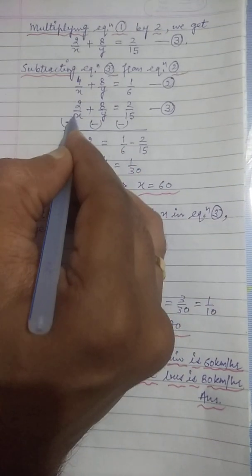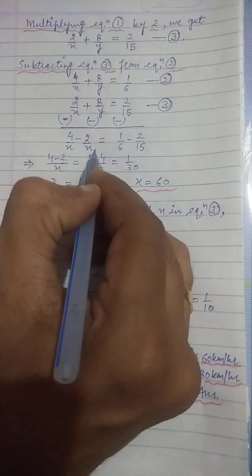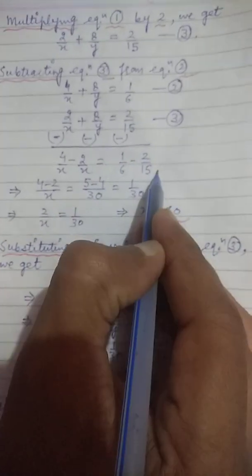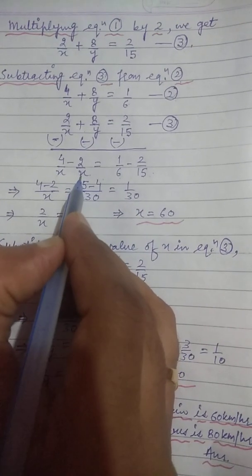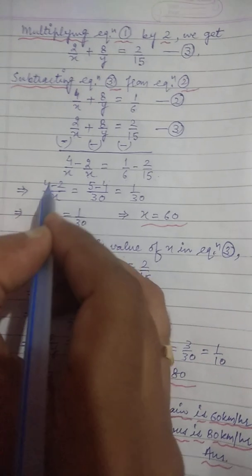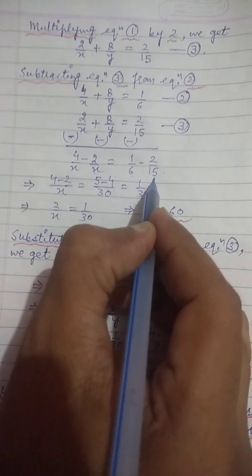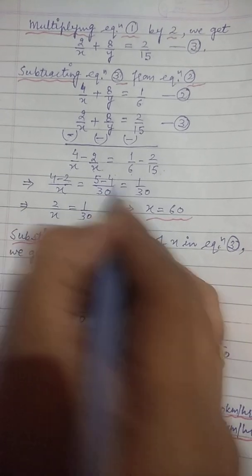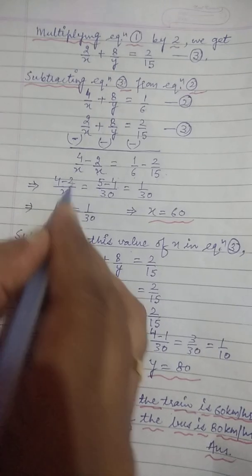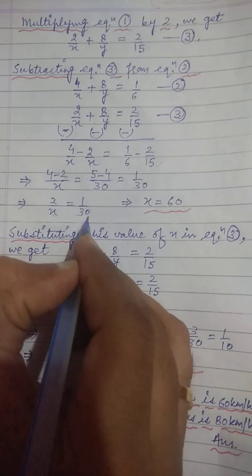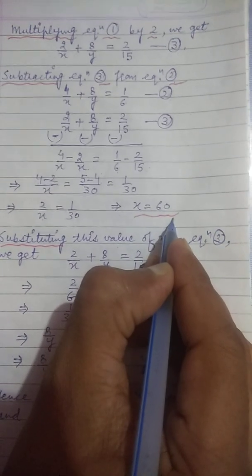So 4 upon x minus 2 upon x. On the left hand side, 8 upon y minus 8 upon y will be cancelled out, and on the right hand side we will get 1 upon 6 minus 2 upon 15. On the left, the numerator will be 4 minus 2. On the right hand side the LCM will be 30, so the numerator will be 5 minus 4, that is 1 upon 30. So 4 minus 2 gives you 2, so it becomes 2 upon x equal to 1 upon 30, which implies that x will be 60.